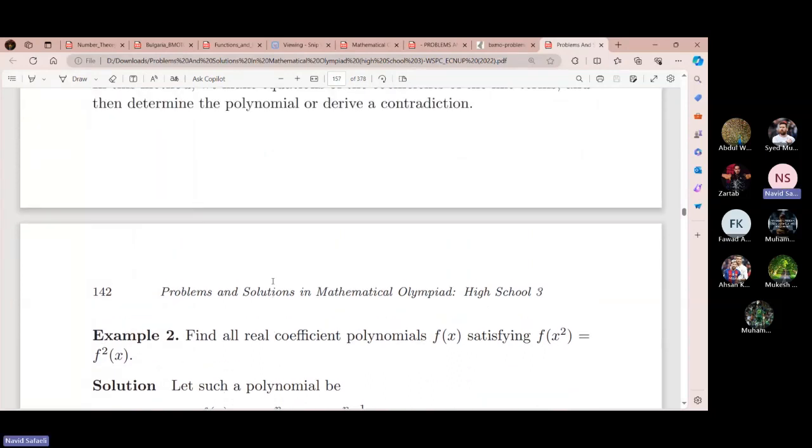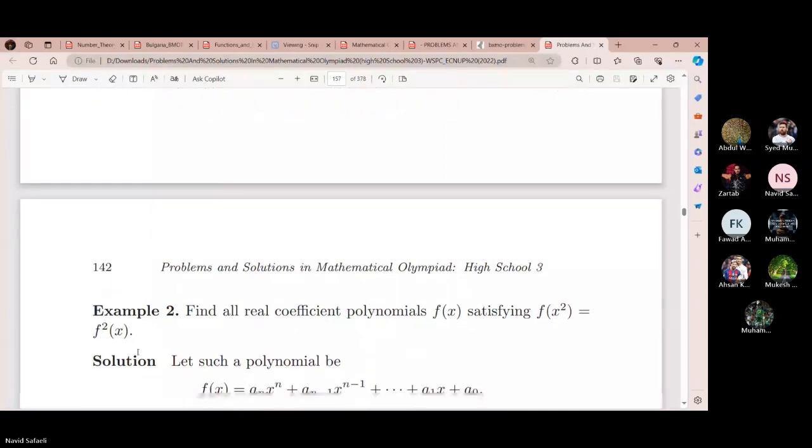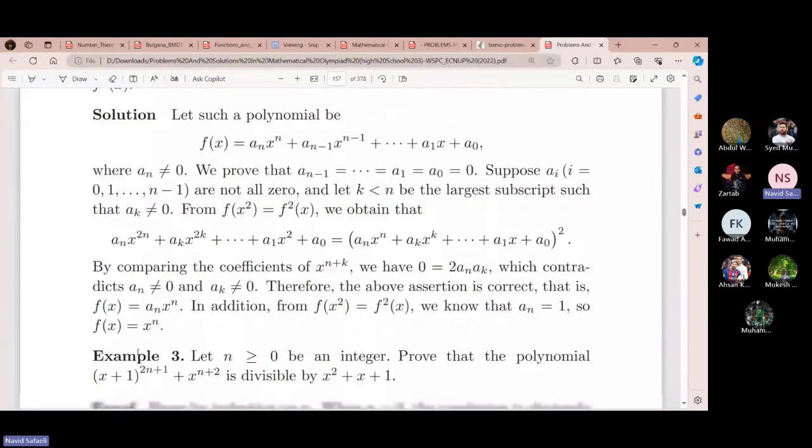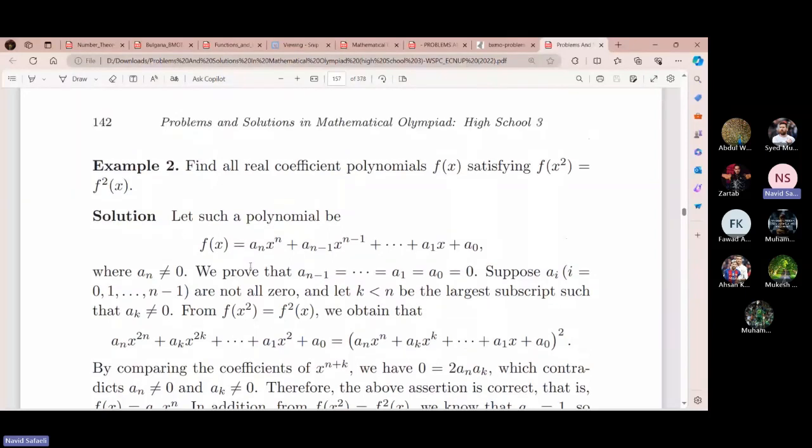Let us solve some examples. First, find all polynomials with real coefficients such that f of x squared is equal to f squared of x. Indeed, we rewrite a general case for f, and we are going to prove that a n minus 1 down to a0 are 0.